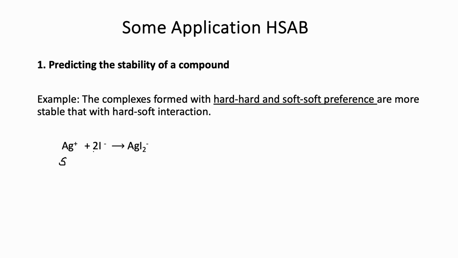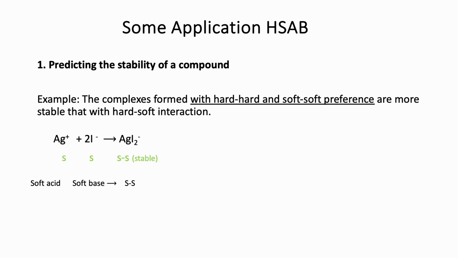Negative 1, small charge, meaning this one is a soft base. Okay? So, ang formation na mangyayari is a soft-soft interaction, making this product here relatively stable. Okay? So, yun yan. Silver is a soft acid because it is big and has a small charge. Iodine naman is a big molecule na. It would be a soft base forming your SS or stable compound.